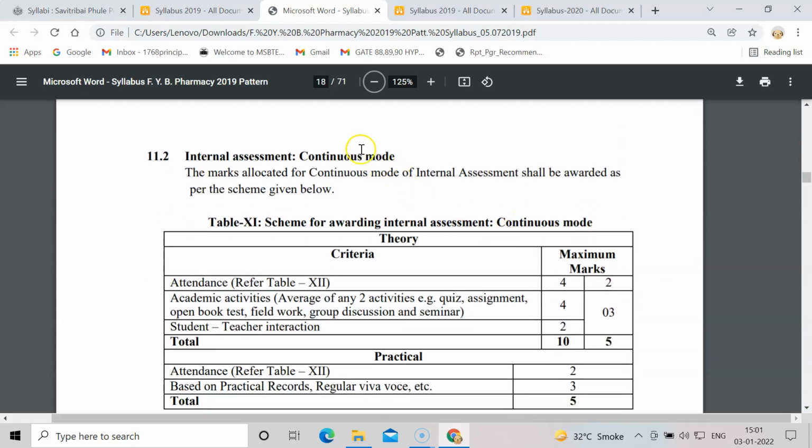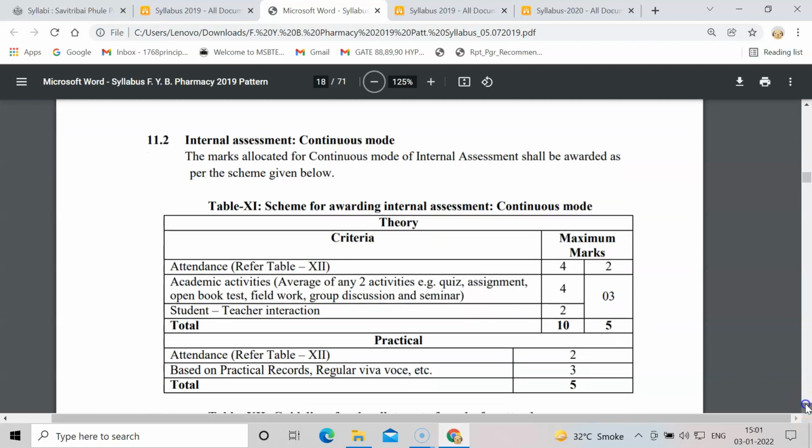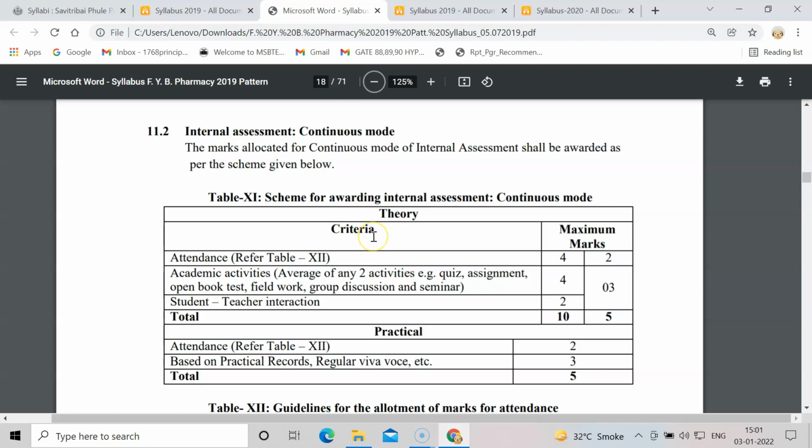Now coming to continuous mode, we have seen in the table that 10 marks were given for continuous mode. What is the marking scheme for that? For 10 marks, attendance will be for 4 marks, and the guidelines for attendance have been given. Academic activities such as quiz, assignment, open book test, fieldwork, group discussion, and seminar. From these, you will have any 2 activities, and each activity will be of 2 marks. So the teacher can assign any 2 activities, and then student teacher interaction.